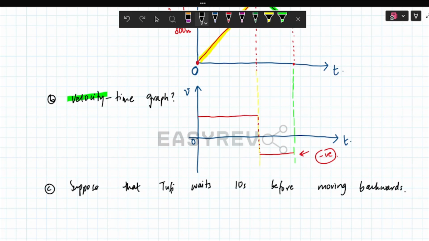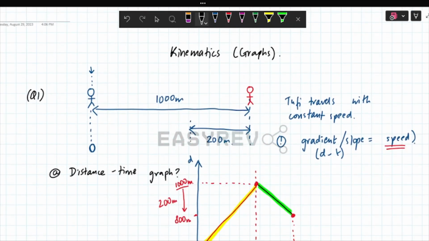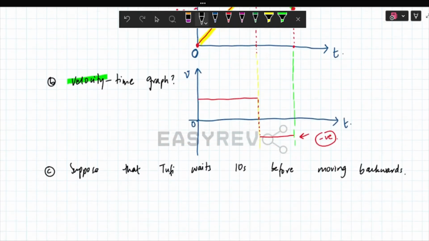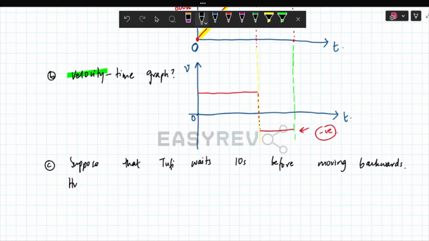Meaning, instead of abruptly going the 200 meters in reverse, he stands after having covered 1000 meters and stands there for about 10 seconds before going in the reverse direction. Now we ask the question, how do the graphs that we've already drawn change?